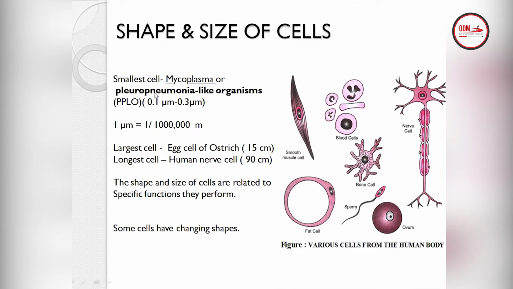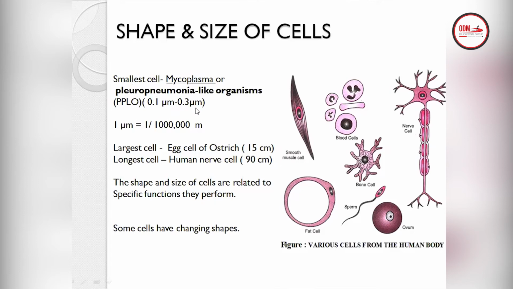So you can see here the smallest cell. You remember, children, the smallest cell is mycoplasma, which is pleuropneumonia-like organism. It resembles that of the pneumonia bacteria, therefore it is named as pleuropneumonia-like organisms. So it is about this.